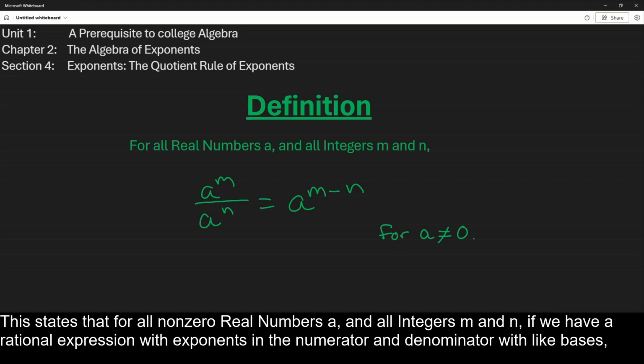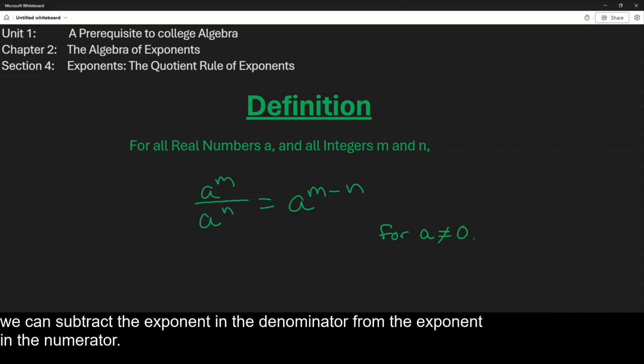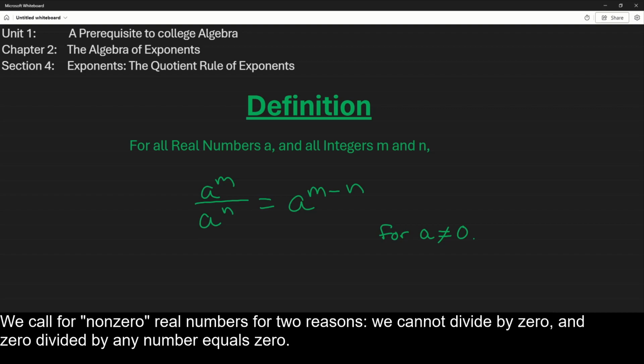This states that for all non-zero real numbers a and all integers m and n, if we have a rational expression with exponents in the numerator and denominator with like bases, we can subtract the exponent in the denominator from the exponent in the numerator. We call for non-zero real numbers for 2 reasons. We cannot divide by 0, and 0 divided by any number equals 0.